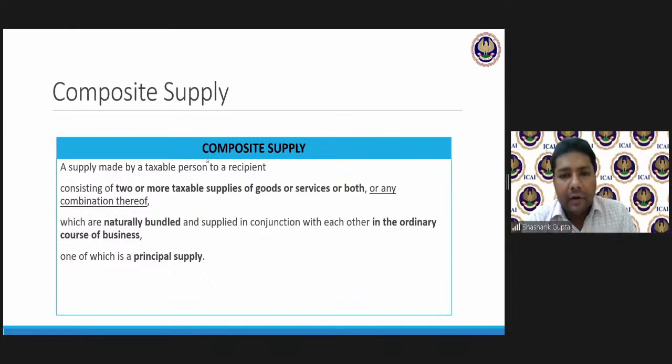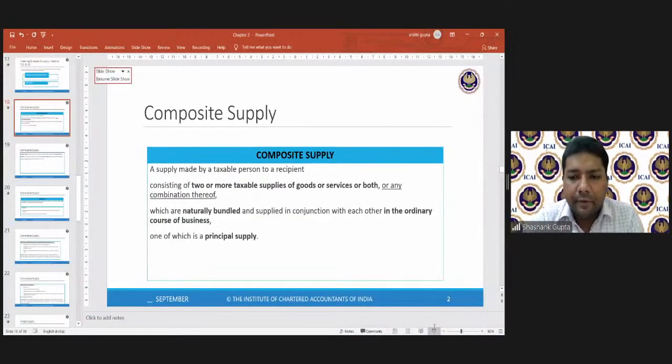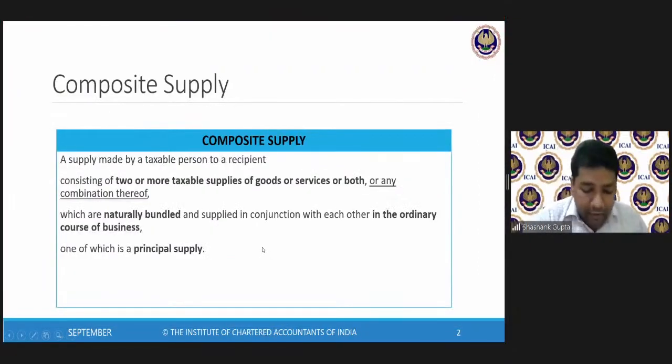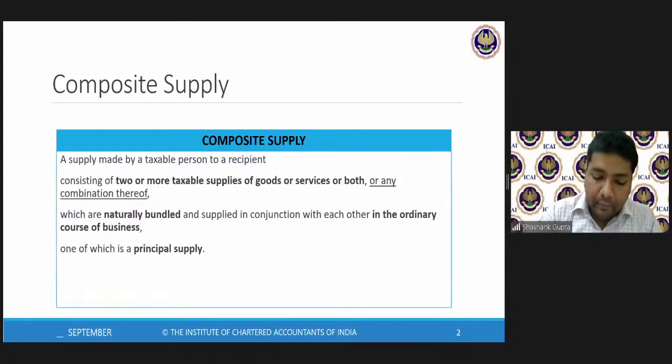So circling back to our discussion, now the PPT would be visible, right? So now let us first understand what is composite supply. Composite supply, please be very, very attentive, very, very careful, because this is an important concept. And this is something which will always require the application of mind, no matter how much rhetorically you've learned it.